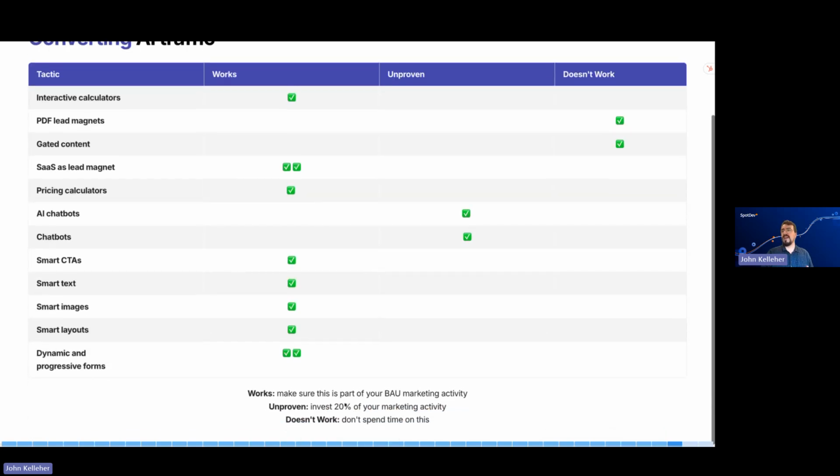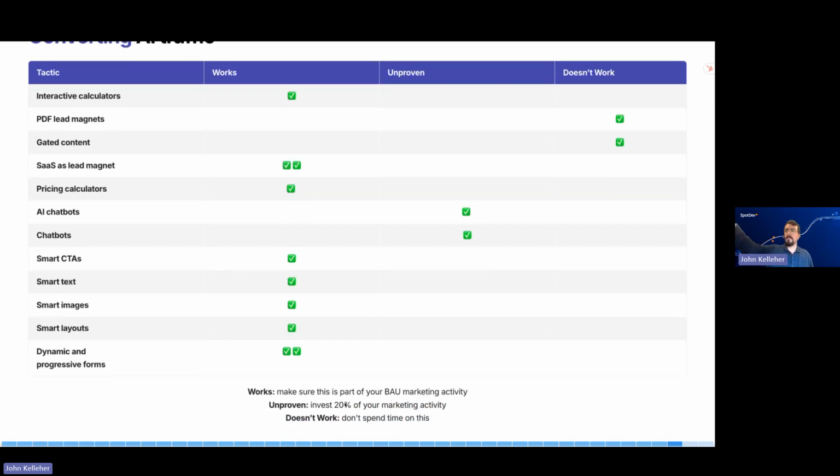And just to give you a sense of guidance, if it's in the unproven column, I'd still invest time in it. Spend 20% of your marketing activity working on that. But if it's in the works column, I would put 80% of your business as usual marketing activity into that area.